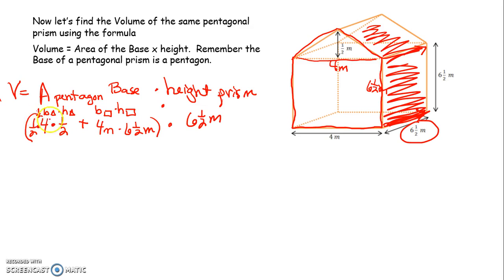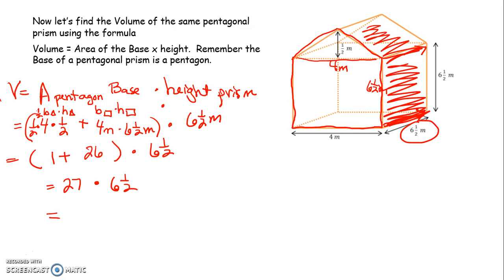All right, 1/2 times 4 is 2. 1/2 of 2 is 1, correct? 1 plus 4 times 6 1/2. 4 times 6 1/2 is actually 26. So we have 27 times 6 1/2. This is just another way to find the volume by doing the area of the pentagonal base times the height. And 27 times 6.5 had better be 175.5.